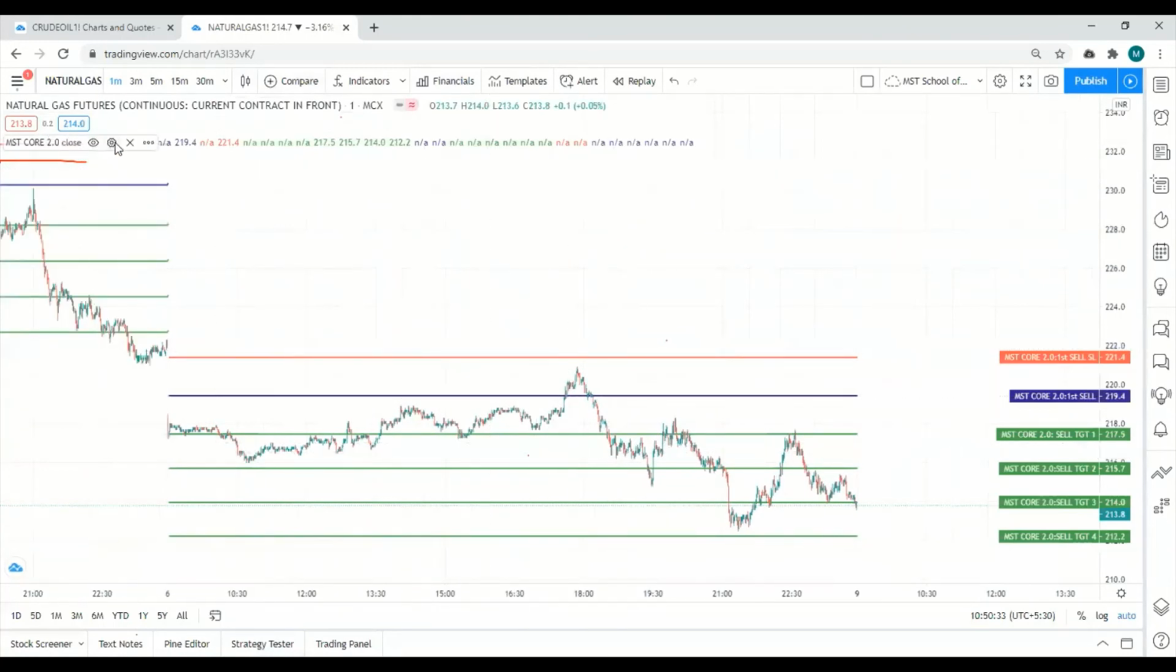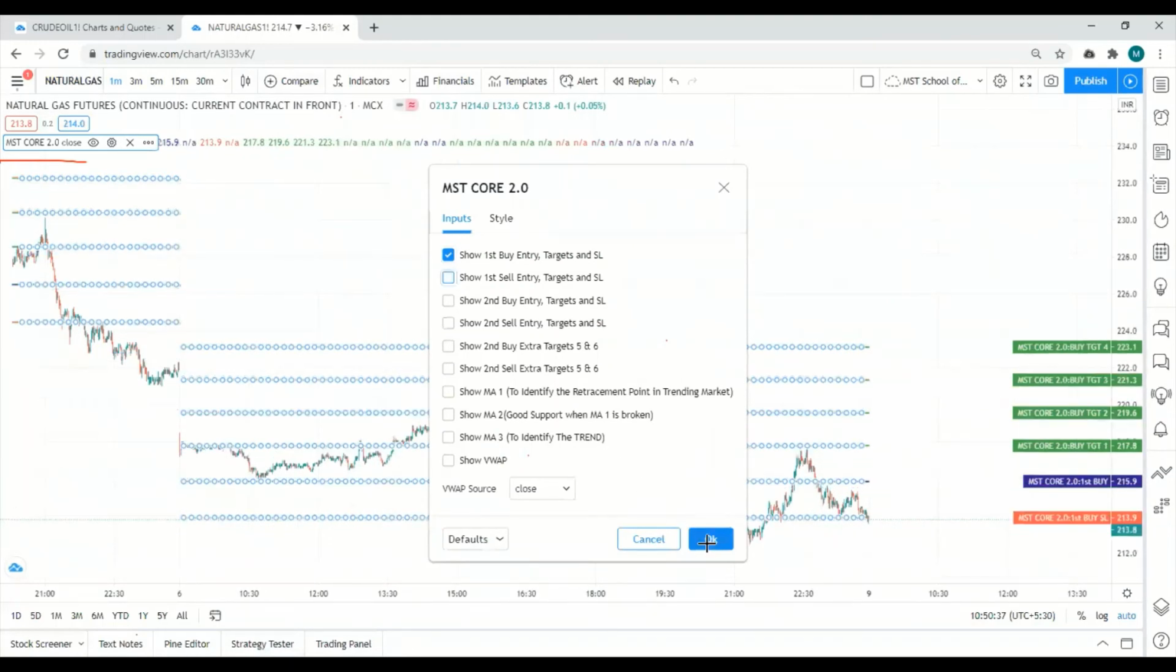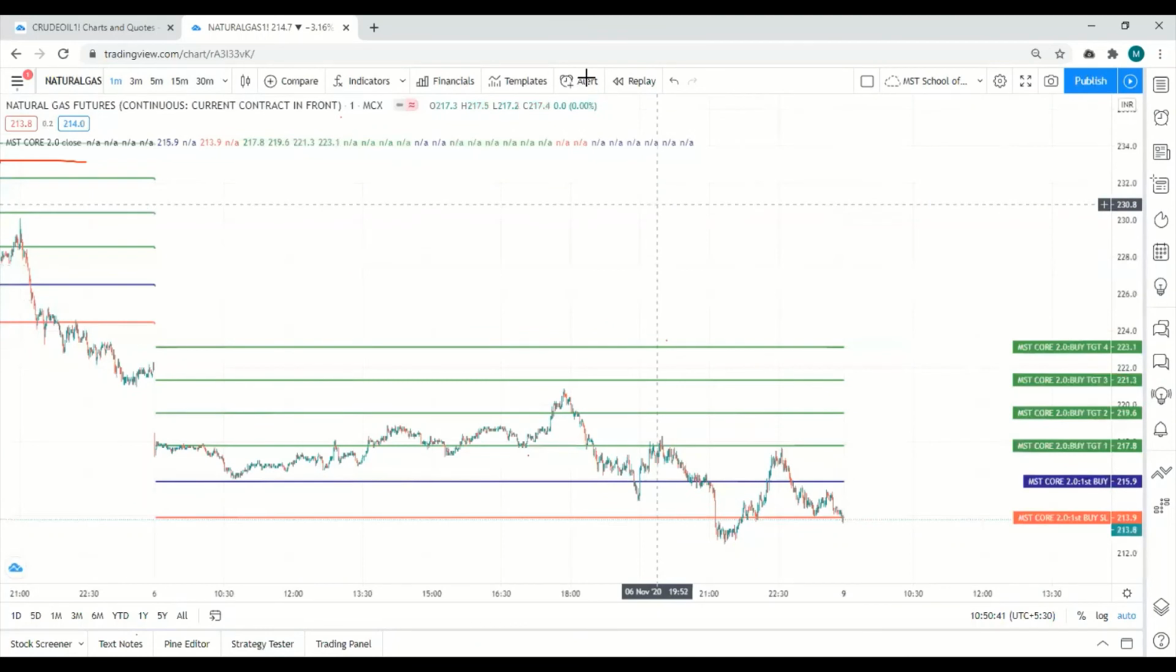I will enable first buy, then I will set whether target is achieved or not. See here, exactly our buy entry got triggered. Then first target achieved, second target achieved, third target almost achieved. We are suggesting to book at the first target itself, then revise the stop loss.